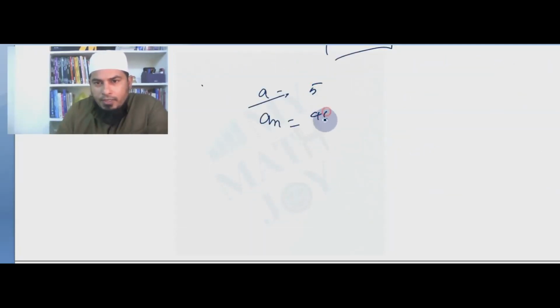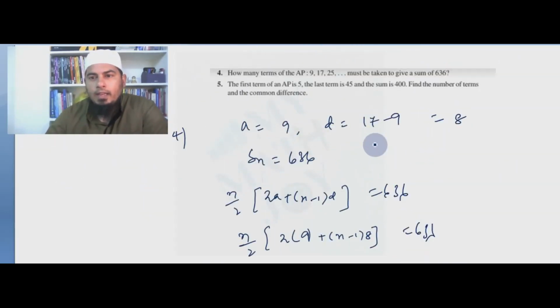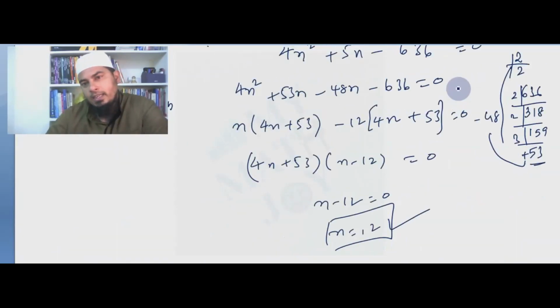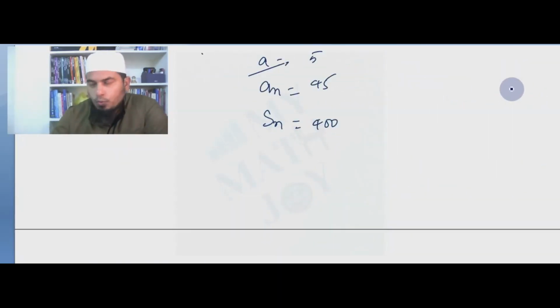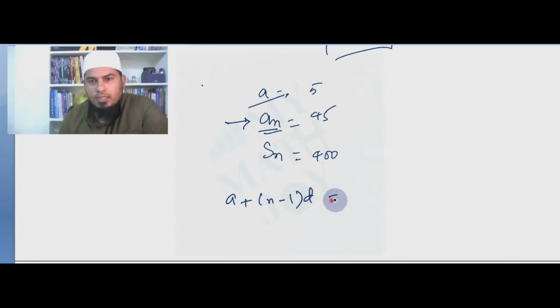A is 5, AN is 45, and SN is 400. By this knowledge we have to bring the common difference also, and we need to find the number of terms N and D. So how to do? A is 5. So I will expand this AN. I will get A plus N minus 1 times D is 45.